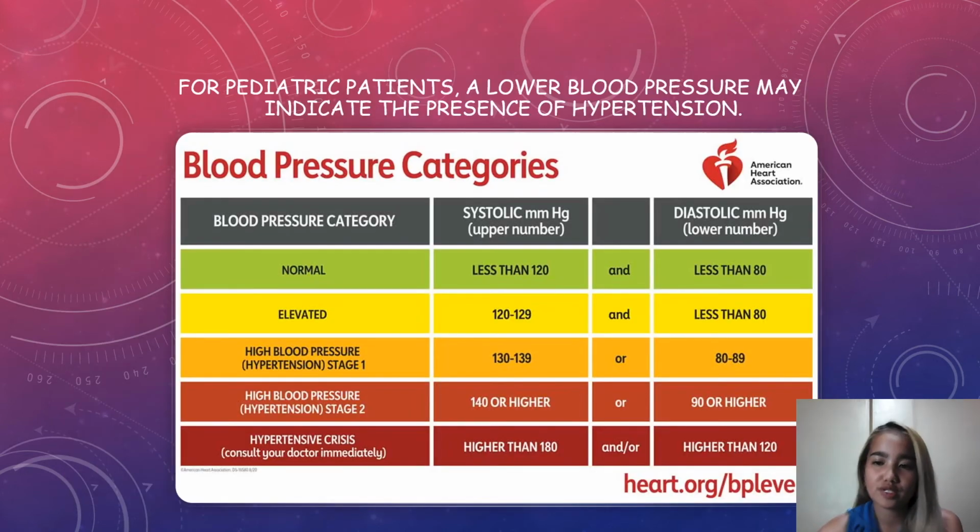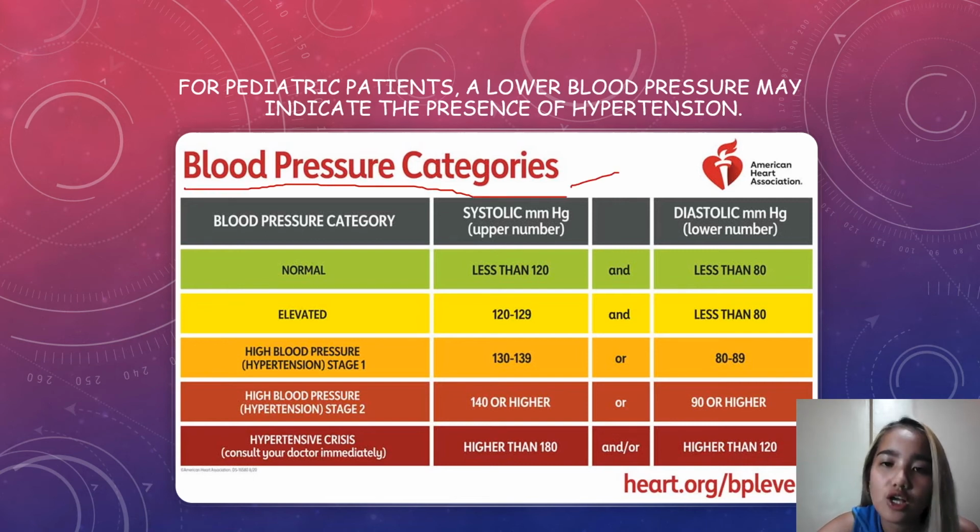So for the most awaited part, here is now the blood pressure category chart. Again, the systolic is the upper number, while the diastolic is the lower number. mmHg is short for millimeters of mercury. So if you have a systolic value of 120 or less over a diastolic value of 80 or less, of course you are categorized as normal.